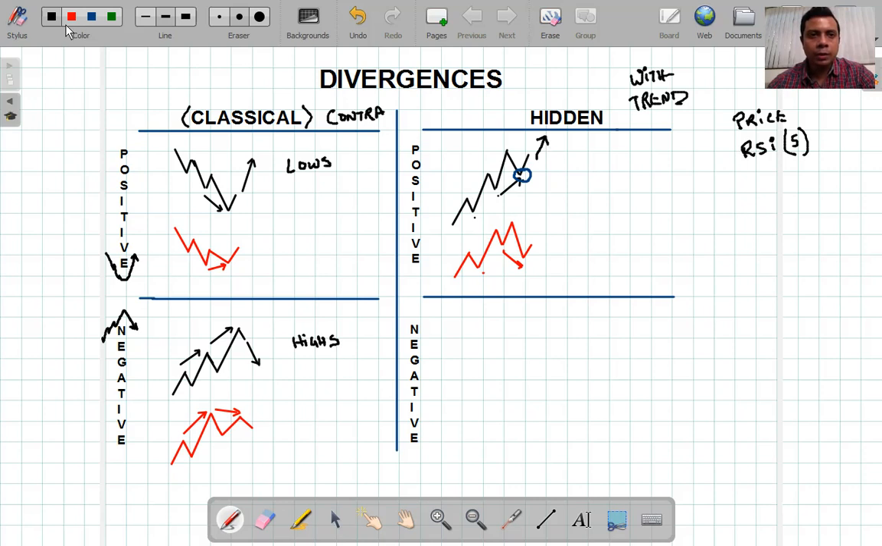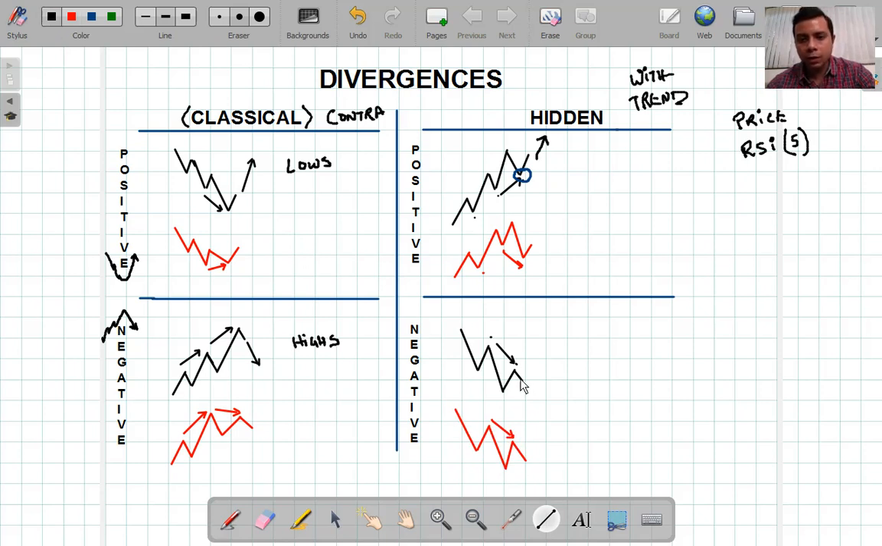What's the mirror image of the hidden divergence in a falling market? In a falling market, in this case, we will be comparing the highs. And I say that these highs are lower. When you compare the price with the indicator, you might find that there will be cases where the indicator will definitely match with that of price, and it will also be making lower highs.